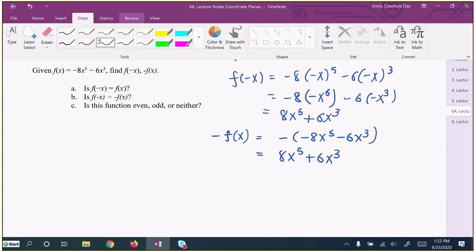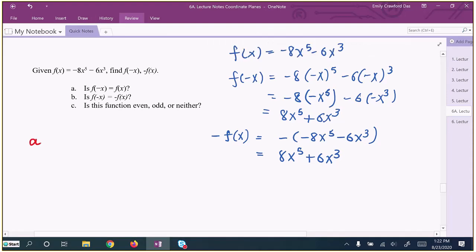So the question asks me, A, is f of negative x equal to f of x? So here was f of negative x. I compare with my original function. No, they're not equal. B, is f of negative x equal to negative f of x? So here's f of negative x, here's negative f of x. And actually, yes, these are equal.